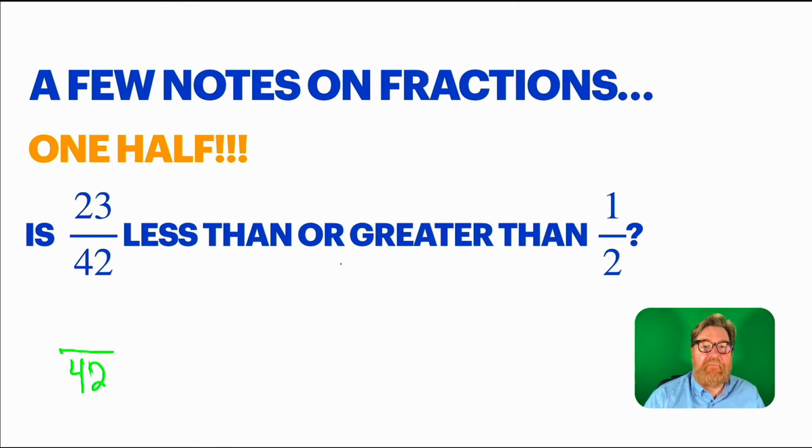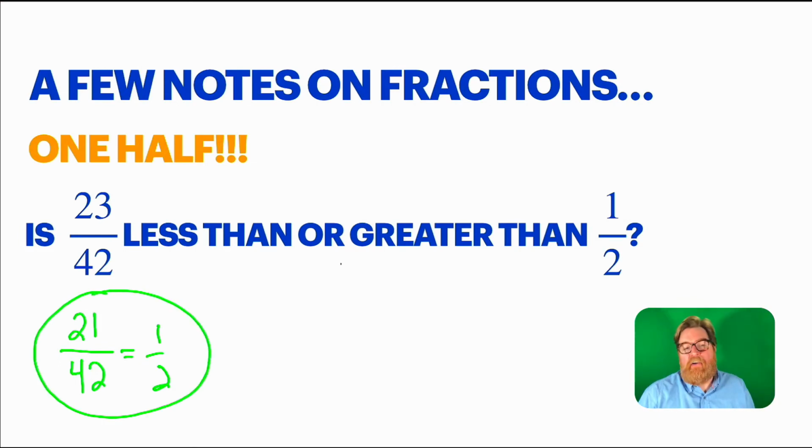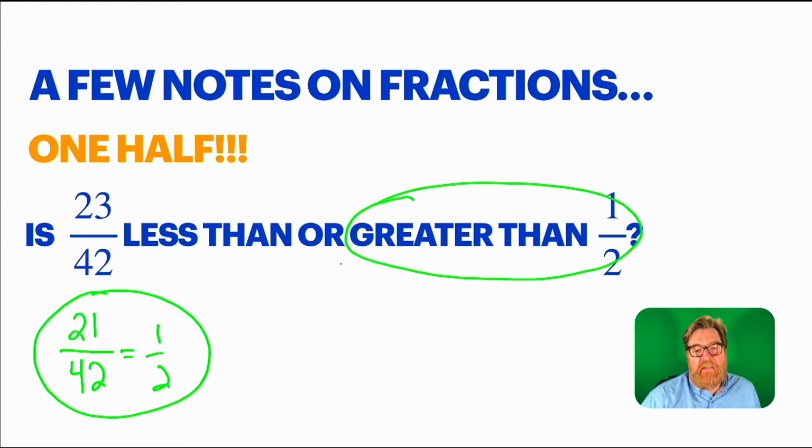And half of 42 is 21, right? So 21/42 is equal to 1/2. You need to sort of know that, and then you can compare 23/42 to it. Well, 23/42 is clearly greater than 21/42. So 23/42 is greater than 1/2. Looking okay? Just figure out what 1/2 is with that particular denominator, those pieces.